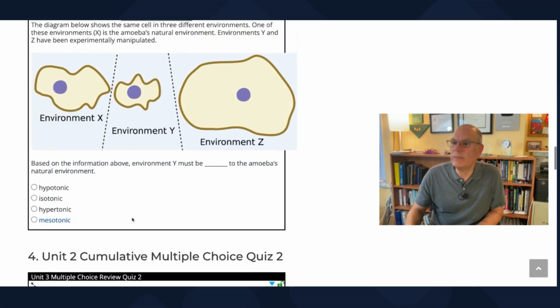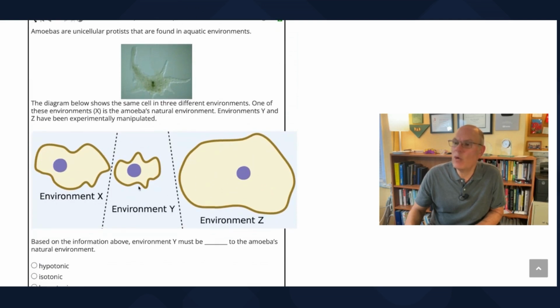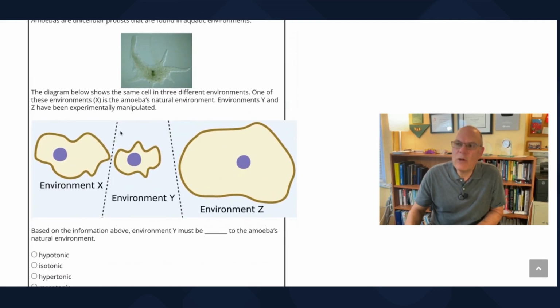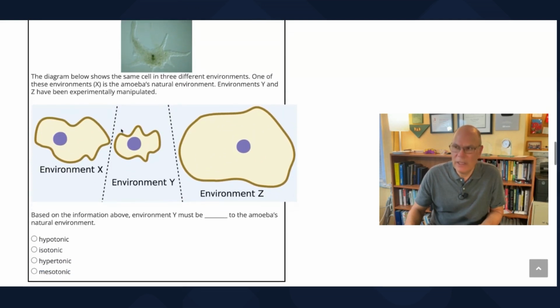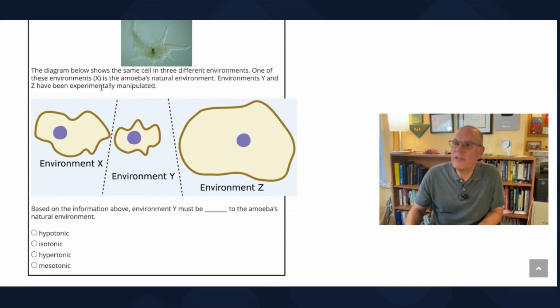What's the next question? Amoebas are unicellular protists that are found in aquatic environments. The diagram below shows the same amoeba cell in 3 different environments. One of these environments, X, is the amoeba's natural habitat. Environments Y and Z have been experimentally manipulated.